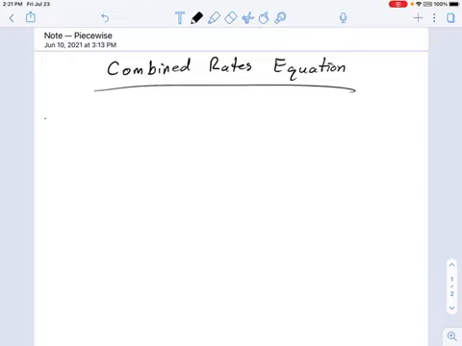So now we're getting into a special kind of rational equation called the combined rates equation. It has the form that you'll recognize from what we've been doing in the rational equations, but it's for a special set of circumstances. Before I describe the equation, I just want to go over a little example.